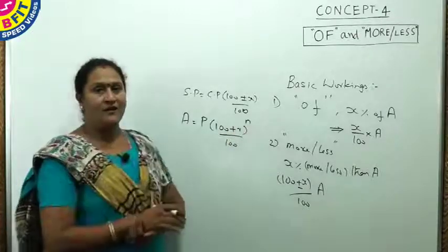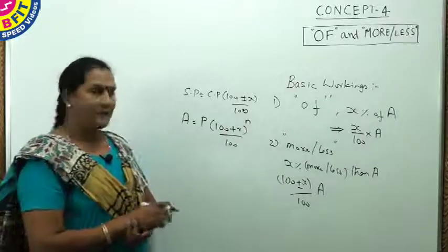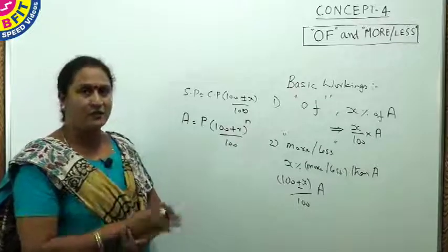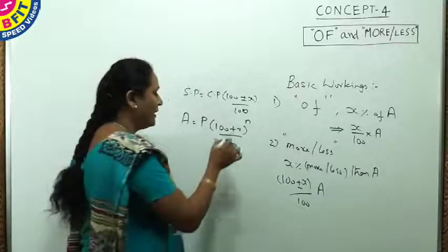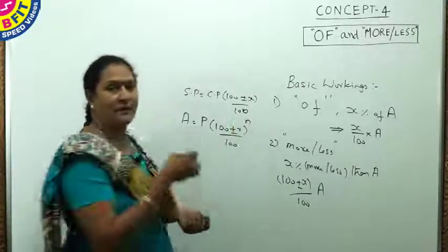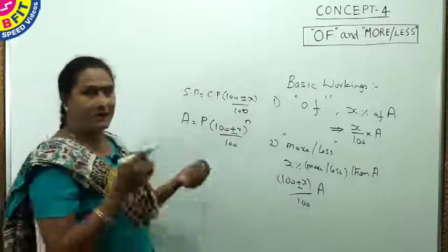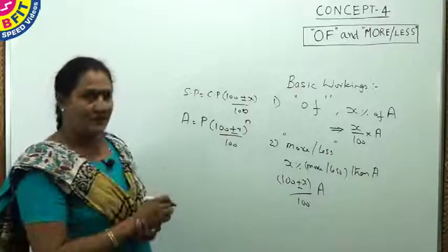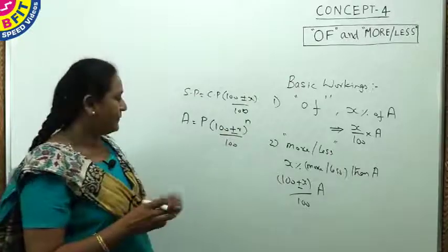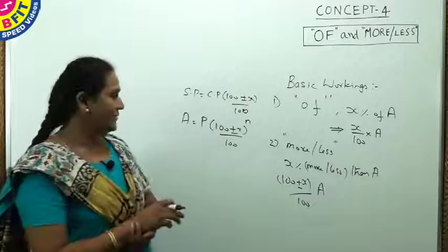Suppose you buy a vehicle and every year the value depreciates. To find the depreciating value, it is 100 minus R by 100. When it is appreciating, A will be the increased value. When it is depreciating, A will be the decreased value.